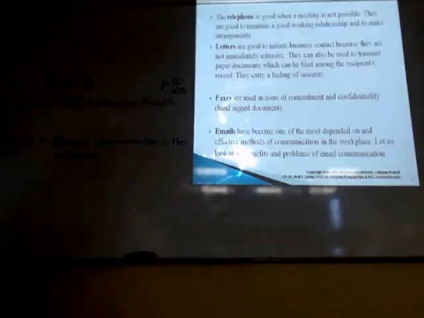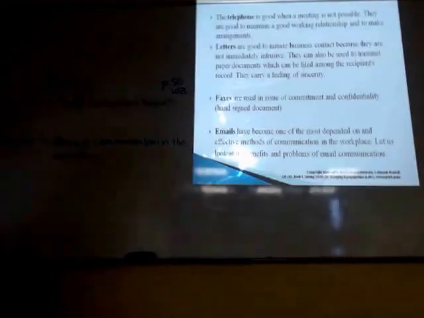They can also be used to transmit paper documents which can be filed among the recipient's records. They carry a feeling of sincerity. Usually when there are professional things that need to be signed, although we have signatures that can be sent through email as well, hard copy signatures are still required on many documents, especially when you sign a contract, for example. Right? To validate that contract, they need an actual signature, not one that was done over the internet.